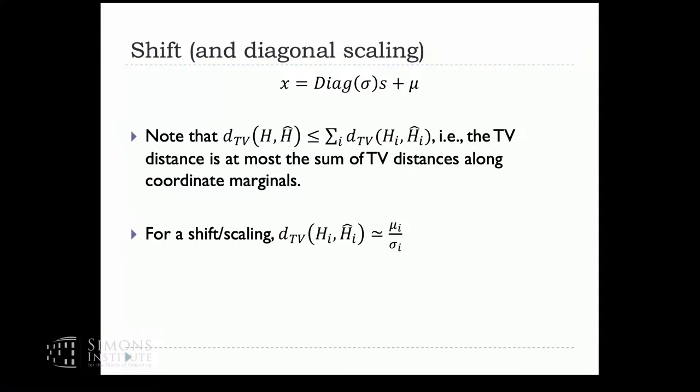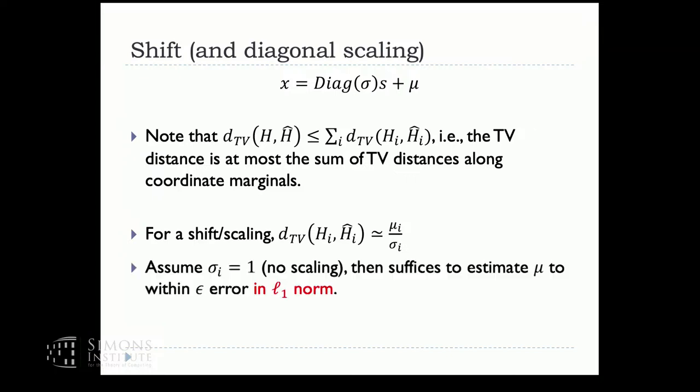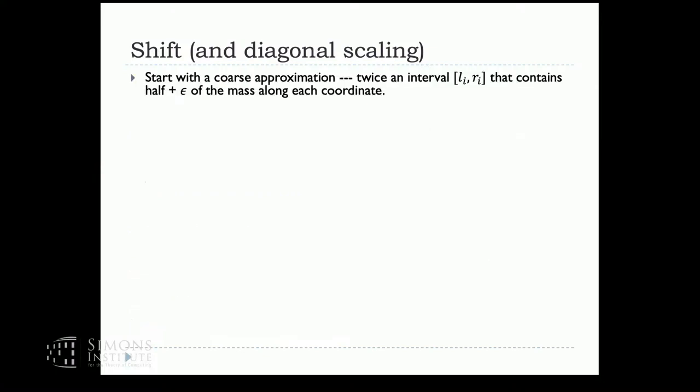Because in any one coordinate, because these are just intervals, the total variation distance is basically the mean shift divided by the standard deviation. So if they were all the same standard deviation, say unit, then it would be as much as the mean shift. So let's just assume that the standard deviations are one, no scaling. Now what it's saying is that it's sufficient to estimate the mean shift, not in L2 norm, but in L1 norm, because that would bound the distance. You want epsilon error in L1 norm. That's impossible in general. It's just not possible. Epsilon corruptions can make the L1 error large.